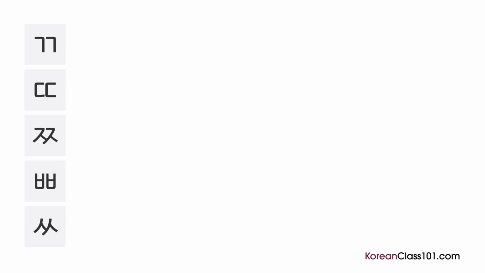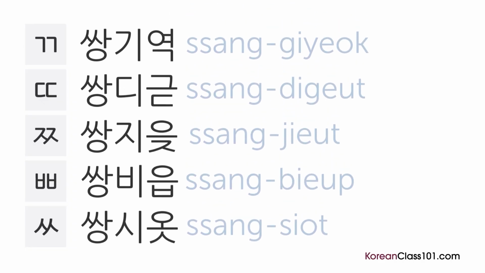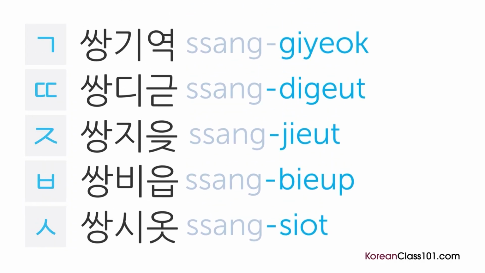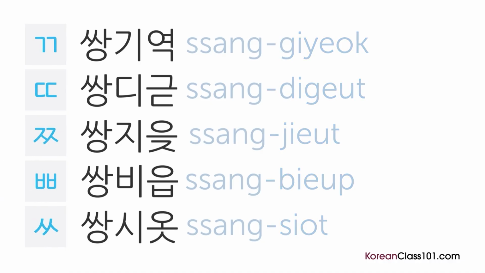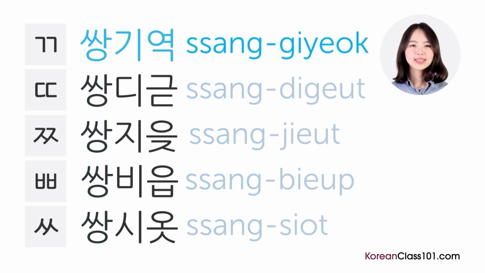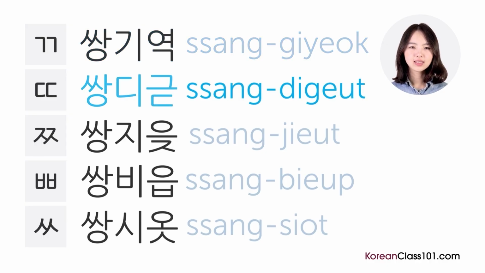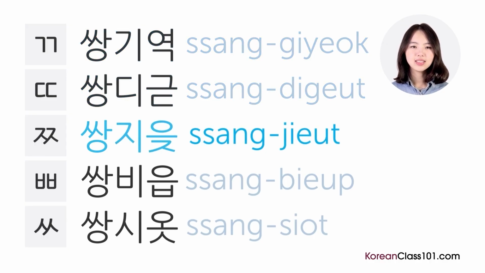Now let's review the aspirated consonants with their names. Do you remember the names of the unaspirated versions? When you read tensed consonants, you just need to add this word, meaning twin, at the beginning. 쌍기역, 쌍디귿, 쌍지읒, 쌍비읍, 쌍시옷.